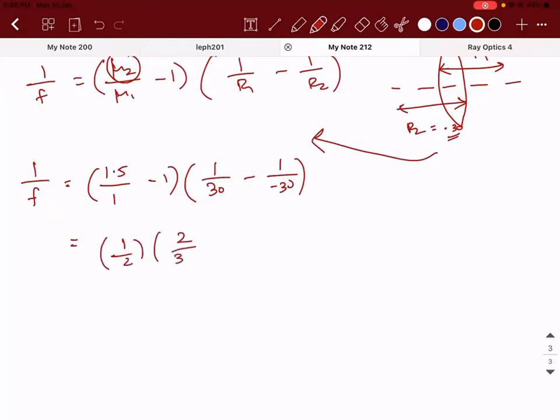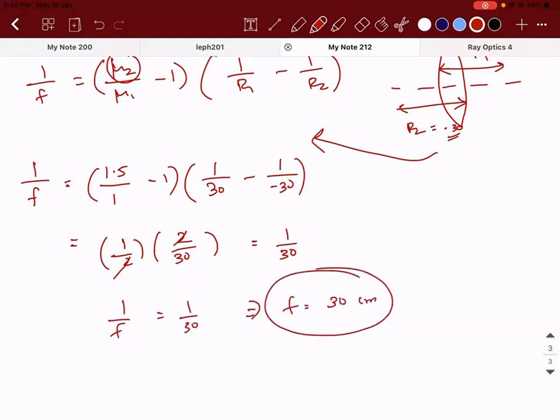This is going to be 2 by 30. 2 and 2 will get cancelled. You get 1 by 30. So 1 by f is equal to 1 by 30, which implies focal length is equal to plus 30 centimeter.